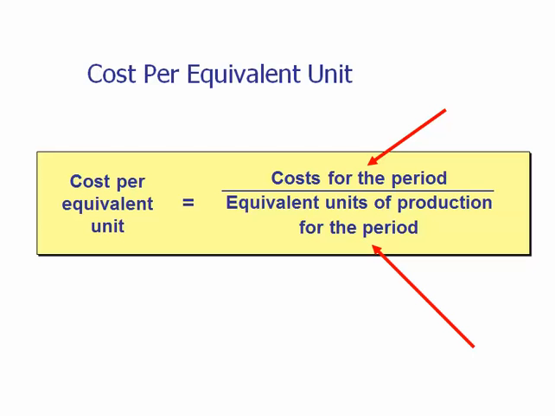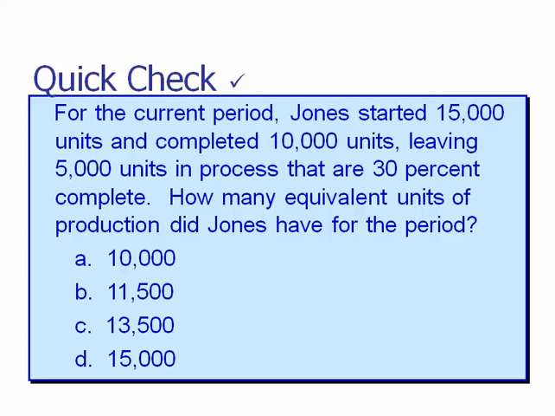Let's go ahead and take a look at an example. For the current period, Jones has started 15,000 units and completed 10,000 units, leaving 5,000 units in process at the end of the period.